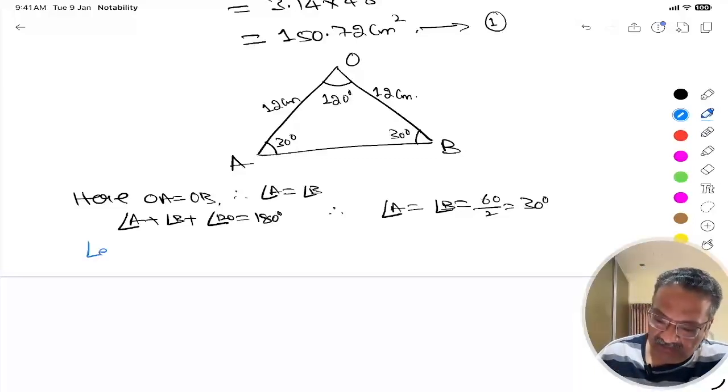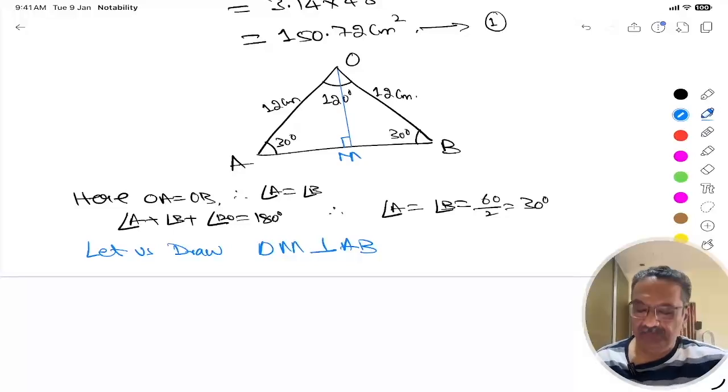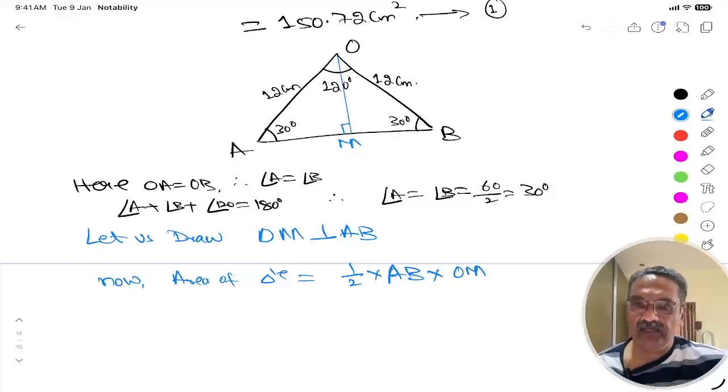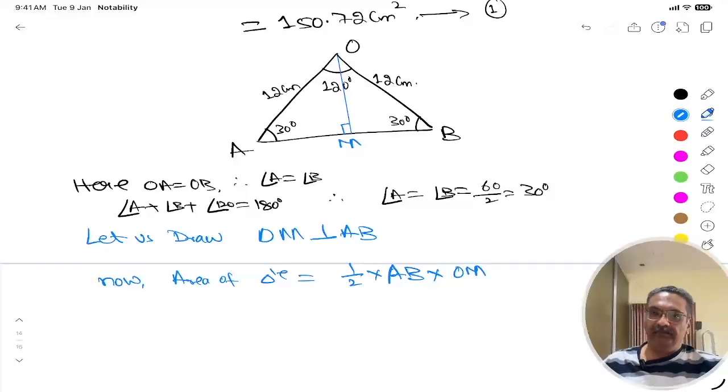Now let us draw OM perpendicular to AB. The area of the triangle will be half base into height, where the base is AB and the height is OM. Now we have to find AB and OM.